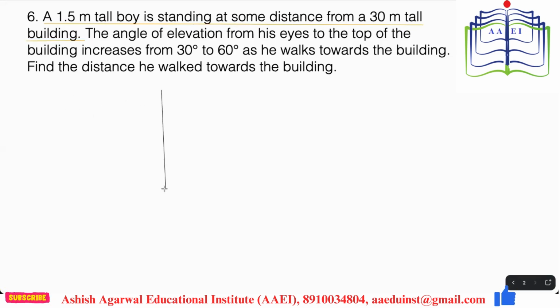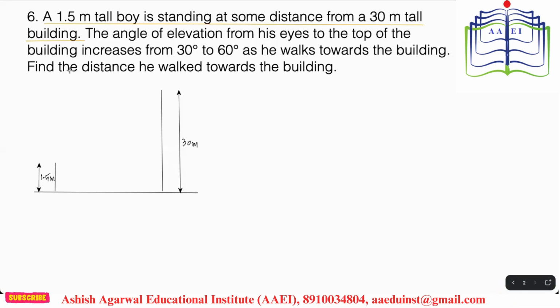Suppose this is a tall building and this is the 1.5 meter tall boy and this is our ground level. So, we mark the dimensions. This is 1.5 and this is the building height, which is 30 meters. So 30 meters and this is 1.5 meters.